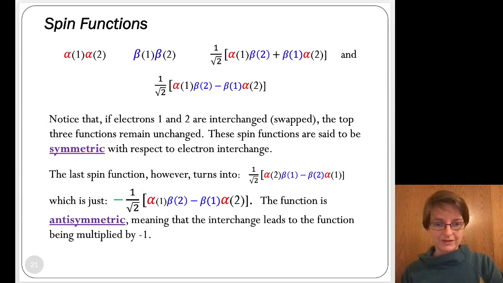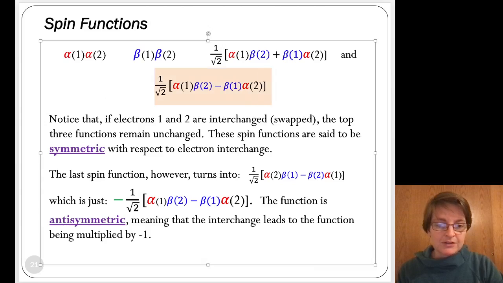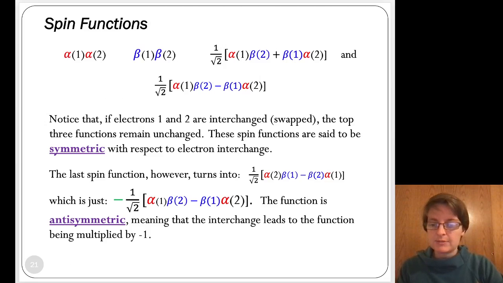But only one of these spin functions is antisymmetric with respect to a change in the wave function. What I mean by that is that if I swap my 2 electrons in this last function, so every time I see electron 1, swap it with electron 2, that last spin function is going to turn into a -1 times the original function. We call that antisymmetric, meaning that the interchange, or the exchange of 2 electrons, leads to the function being multiplied by -1. Why do we want this wave function to be antisymmetric?